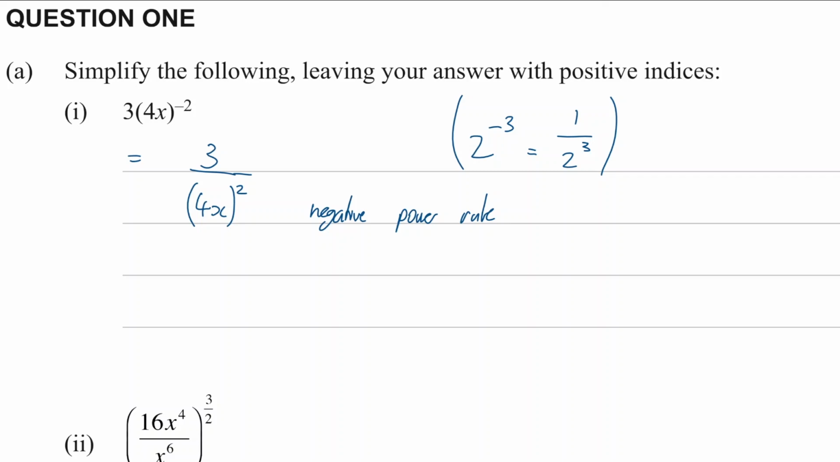So the 3, can't really simplify that, but 4x all squared, we could distribute the power of 2 across each term. So that becomes 4 to the power of 2 times x to the power of 2. Right, and that's why those brackets were so important, because we would have missed this step if we left them off. That becomes 3 over 4 squared, which is 16, and x squared is x squared. And now we just check, does 16 go into 3? No. Okay, so we can't simplify that anymore. So that is our final answer.